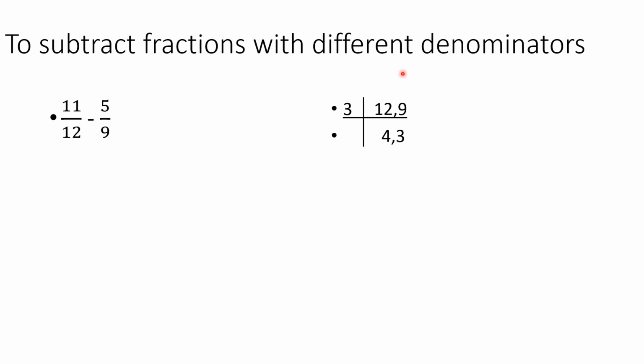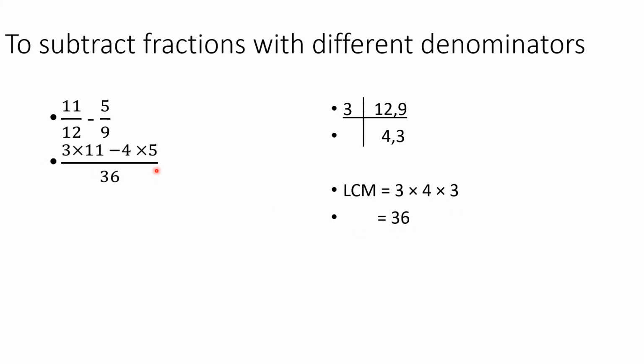No. So we will stop here and we will find out the LCM by multiplying the common divisor and the remaining numbers. So LCM will be 3 into 4 into 3. It means equals to 36. So 36 is our denominator now. So 36 at the place of denominator.